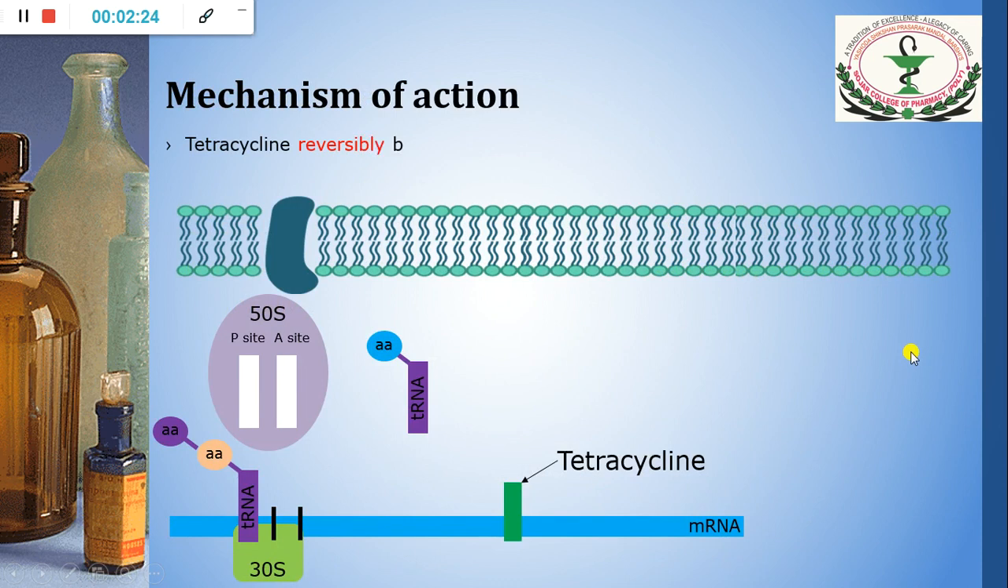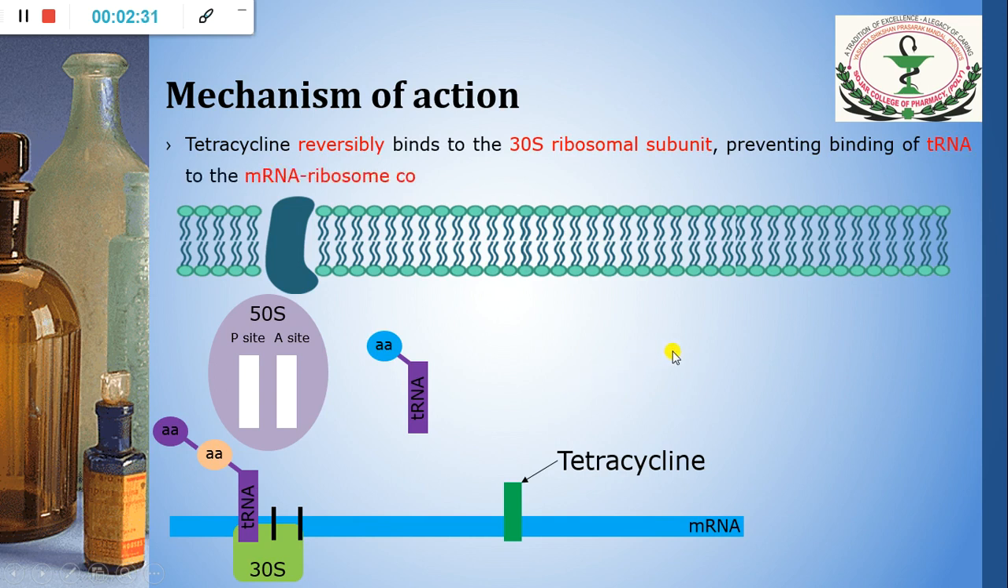Mechanism of action: now this tetracycline will reversibly bind to the 30S ribosomal subunit, preventing the binding of tRNA to the mRNA ribosome complex and thus interfering with protein synthesis. Now you can see here the tetracycline can come inside the cell of bacteria through passive diffusion, and this tetracycline will bind to the 30S ribosomal unit.